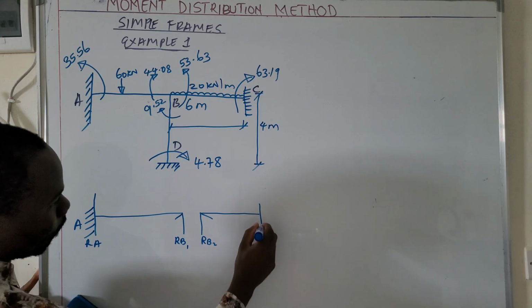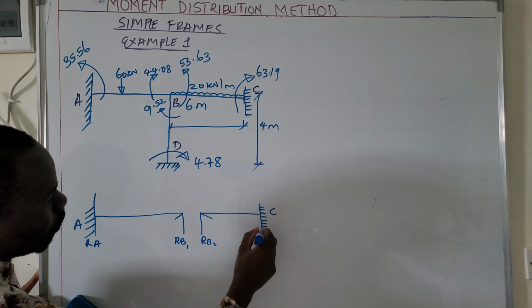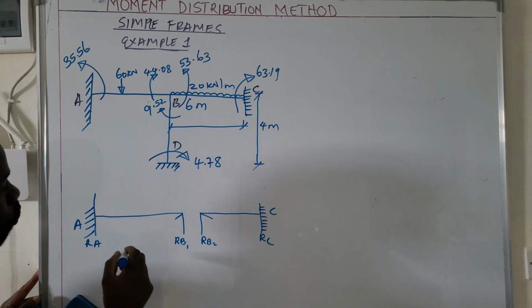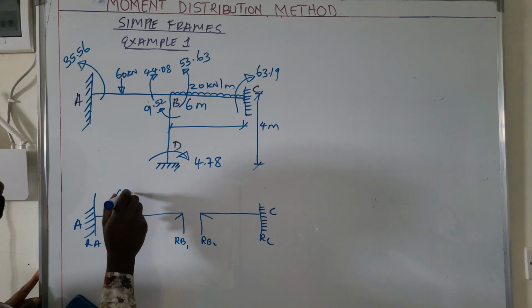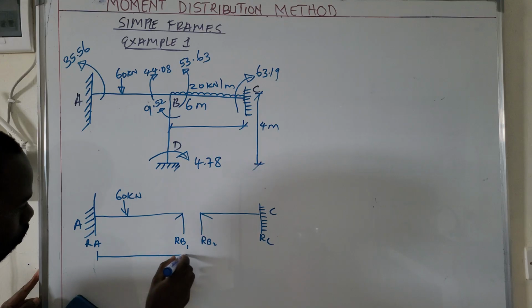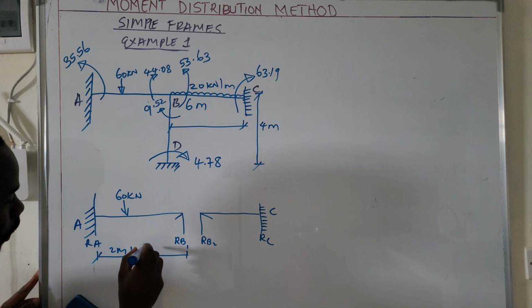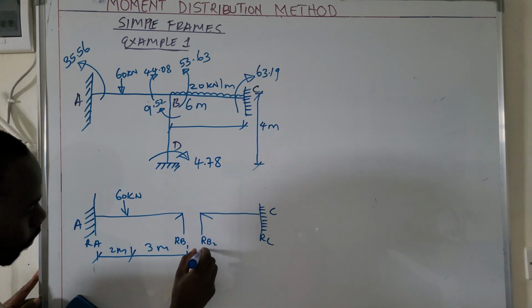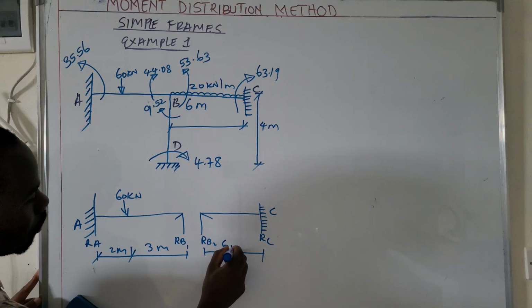Come here, that is C, that is RC. So we have loading here, which is 60 kilonewton. So this is 2 meters, and this is 3 meters, and this is 6 meters.